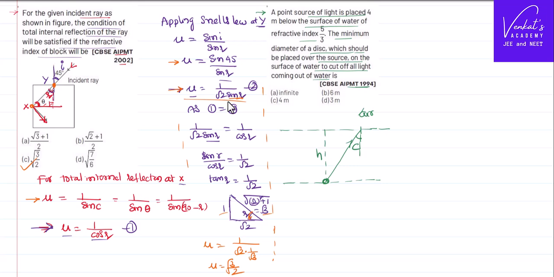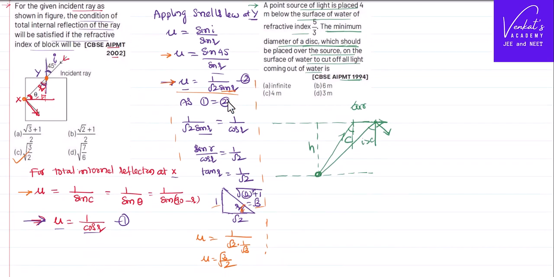Once it is at the critical angle, the light ray will graze the boundary. Further, if the angle of incidence is more than the critical angle, it reflects back. So his question is, what shall be the diameter of the disc that should be placed on the surface of the water to cut off all the light coming from the water? One thing you can understand very carefully is, light comes to the other part, that is to the air, provided the angle of incidence is less than the critical angle.